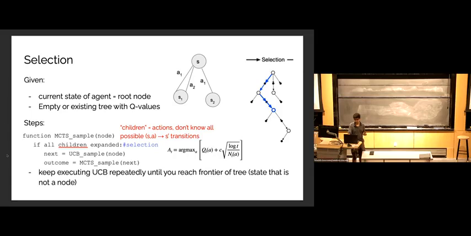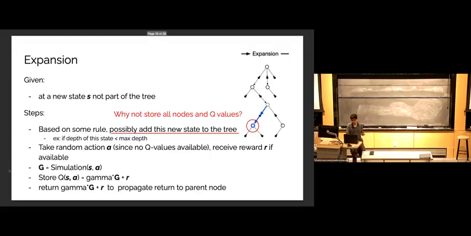Yeah, so this is the pseudocode for it. If all of the children are expanded, then you can use your UCB sample based on that, and you keep continuing that process until you get to a node where not all of the children are expanded. In that case, you explore one of those children which have not been explored yet. So that's the expansion phase.